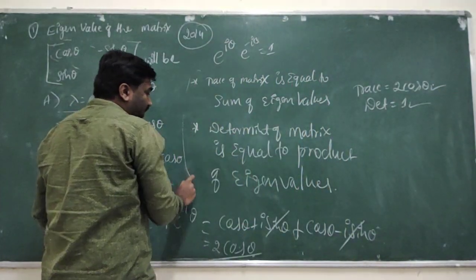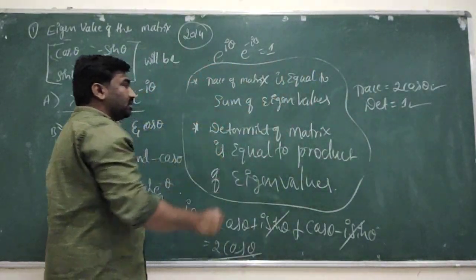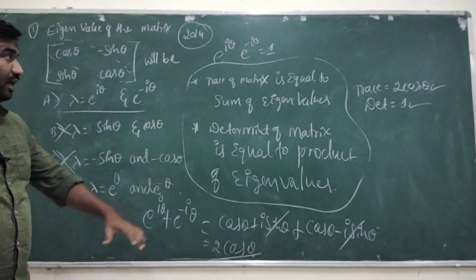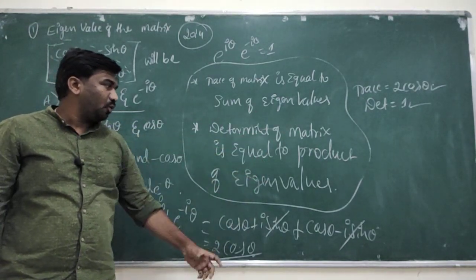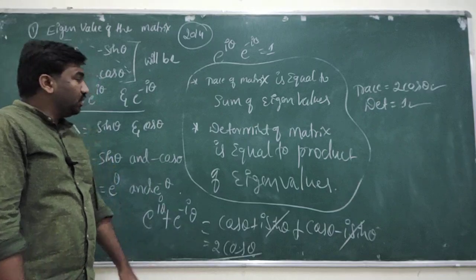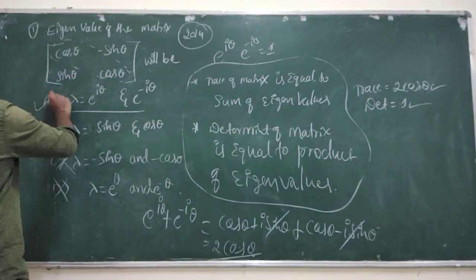So you should remember these two properties, it's very important. One is the trace of the matrix is equal to the sum of the eigenvalues, and the determinant of the matrix is equal to the product of the eigenvalues. So option A is correct.